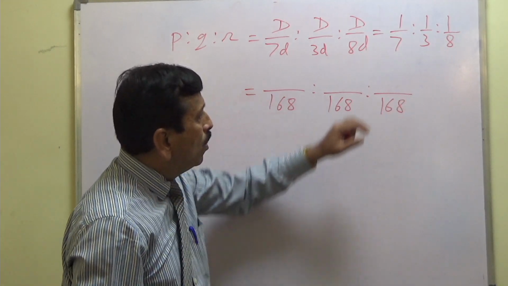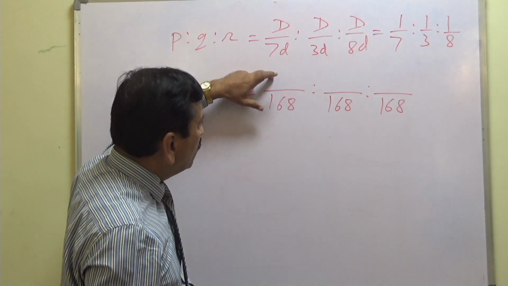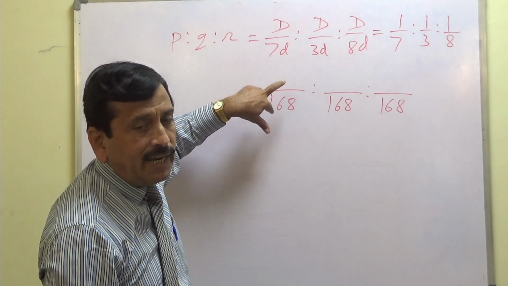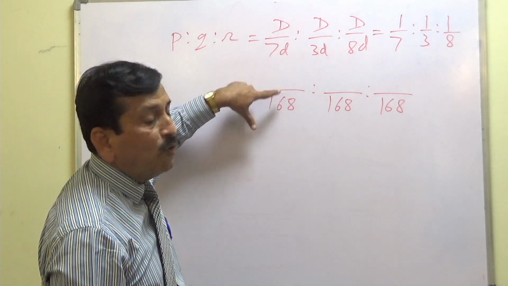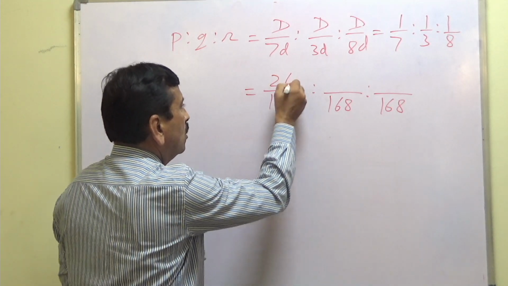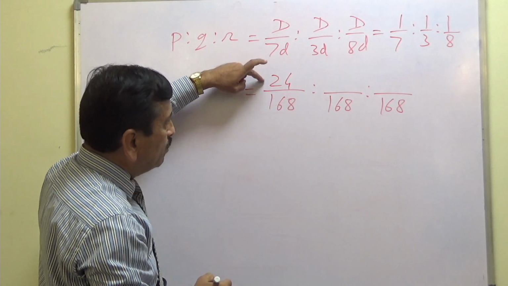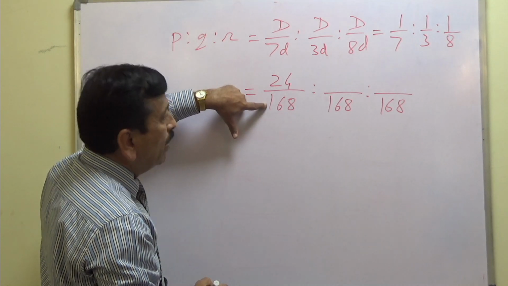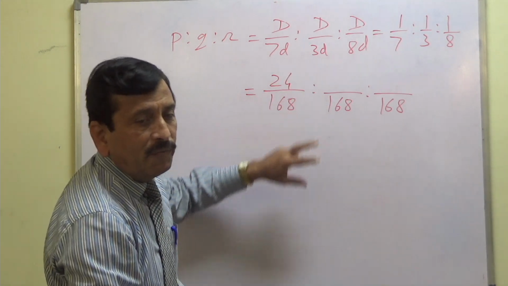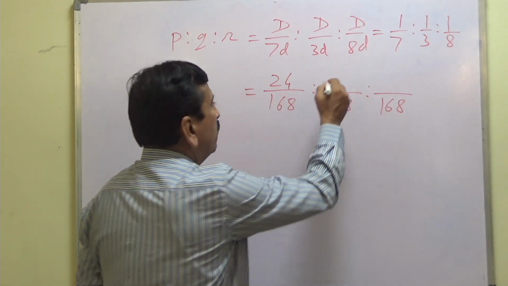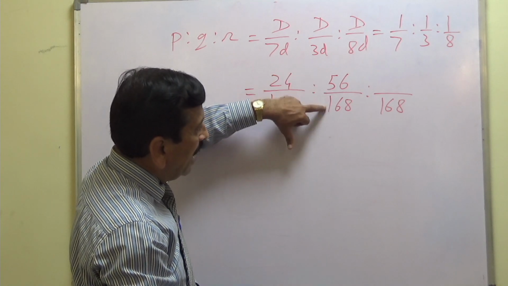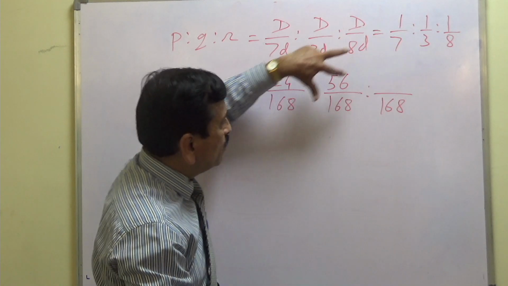What I am doing? 1 by 7 I am expressing as something upon 168. So 1 by 7 is equal to how much by 168? We realize it is 24 by 168. If I divide this by 24, I'll get 1, and if I divide this by 24, I'll get 7. Now the second thing is 56 by 168. If I divide both by 56, I'll get 1 here and 3 here. So 1 by 3 I am expressing like this.